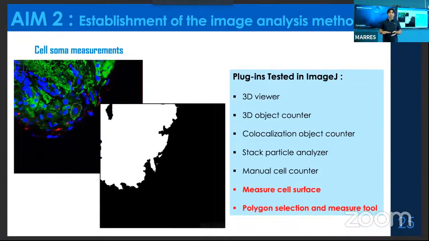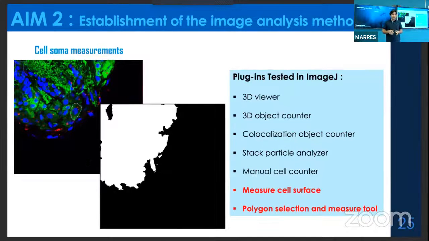Concerning the soma size measurement, I did the same thing. So I used an automatic plugin to try to measure the soma of the cells that gave this image, which is not exploitable. So I did it manually using the polygon selection and the measure tool.